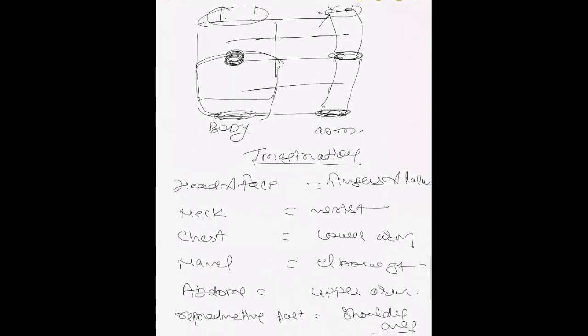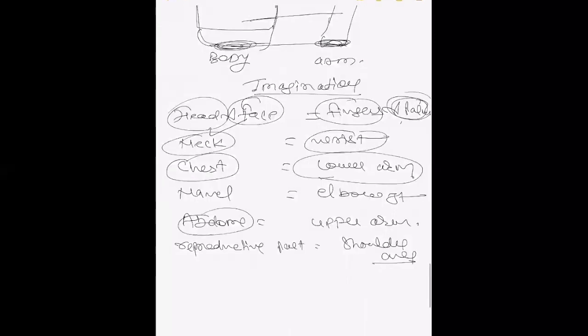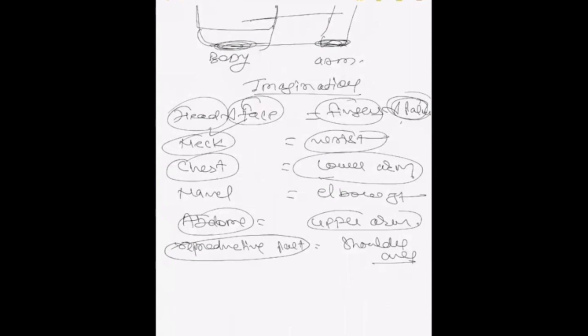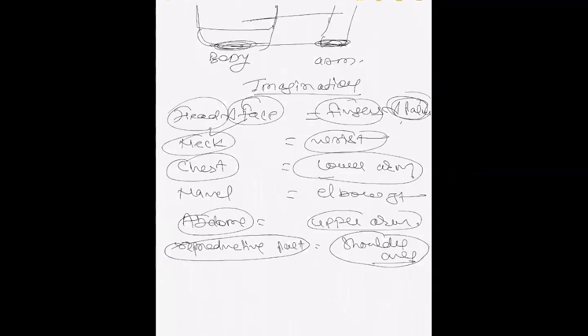So as per this imagination, if some patient comes to you with the complaint of headache, we will treat in the fingers or palm. Facial paralysis, numbness of the face, we can treat in the palm. Pain in the teeth, we can treat in the finger and palm. Neck pain, we can treat in the wrist. Chest pain, in the lower arm. Abdominal pain, in the upper arm. And all problems of the reproductive part, we can treat in the axilla and the shoulder area. In the shoulder area, we have many points for the reproductive problems of male and female. So this is called imagination.